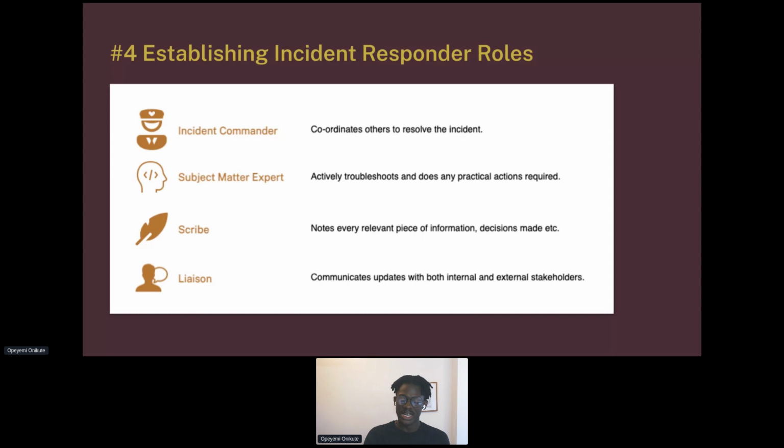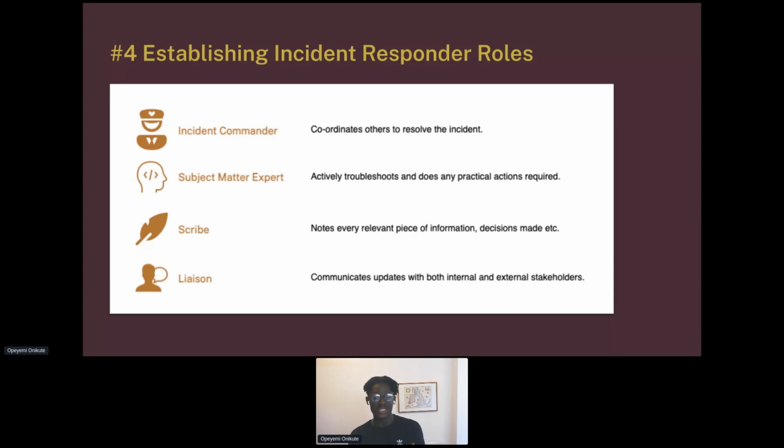And then the incident commander usually just interfaces with the subject matter experts, right? Who can do the actual troubleshooting and can do the actual remediation steps, right? So yeah, subject matter experts are usually the engineers on the teams. It can be the infrastructure team or a product team. And then they are the ones that can actually actively troubleshoot and do any remediation steps that are needed.